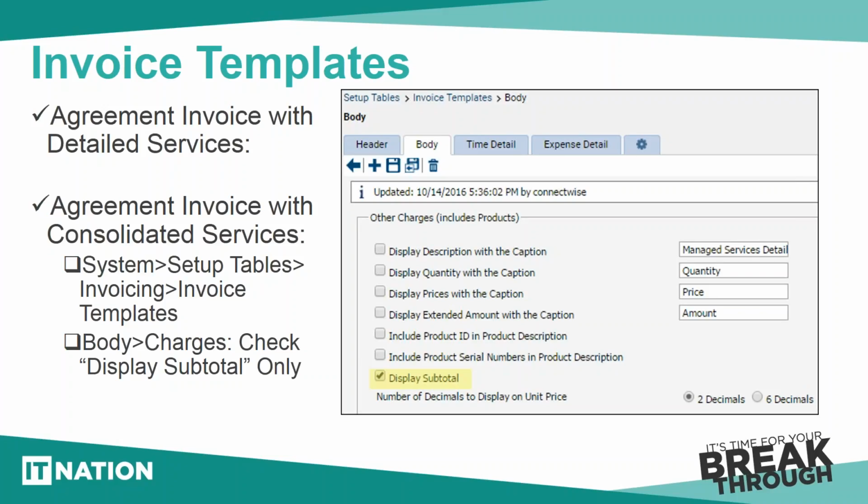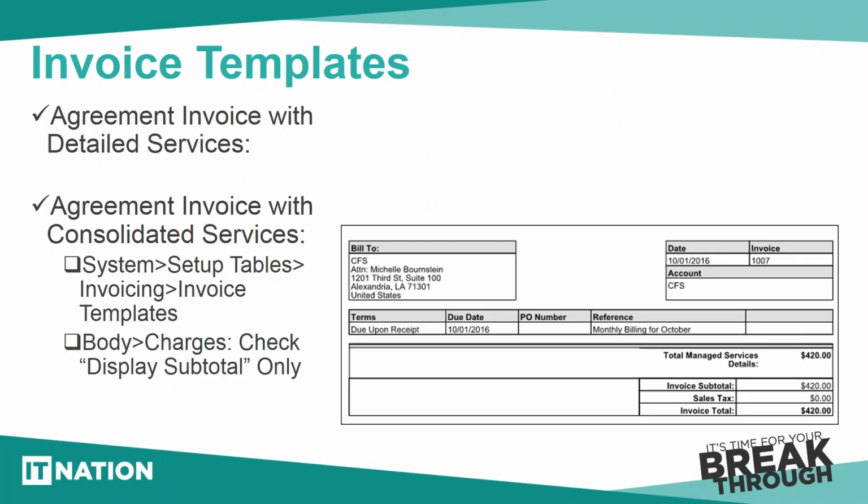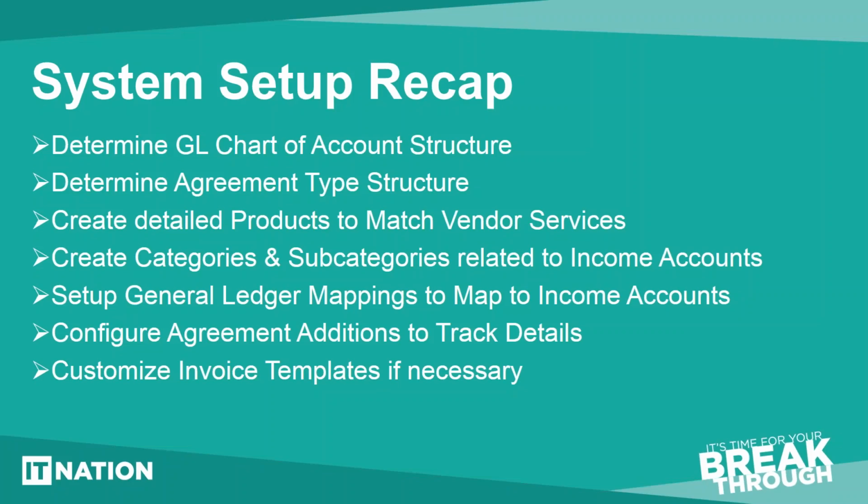And you have the ability to override the standard invoice template under System, Setup Tables, Invoicing Templates. You can go to the body section for charges and show Display Subtotal Only as the only item checked. What that will do is collapse all of the detailed services that you're providing for your client and roll them back up into a total revenue number. The invoice will reflect a very basic subtotal amount, and when it transfers over to QuickBooks, it will be in detail, so you will still be able to impact any revenue breaks there.